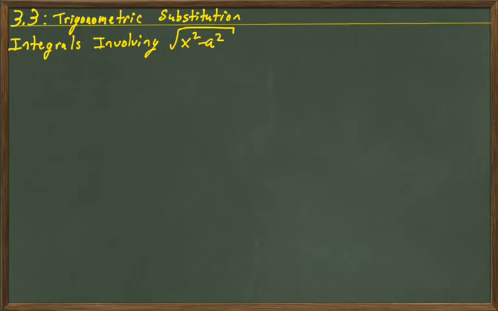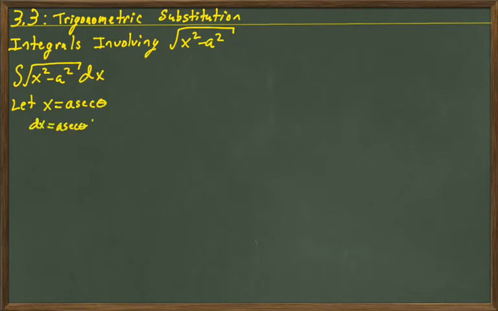Here we're going to be looking at integrals involving the square root of x squared minus a squared. And here we're going to want to use x equals a secant of theta. So we're going to work out what it looks like a little bit generically, and then we'll do a more concrete example. So we're going to integrate the integral of square root of x squared minus a squared dx. So we're going to let x equal a secant of theta.